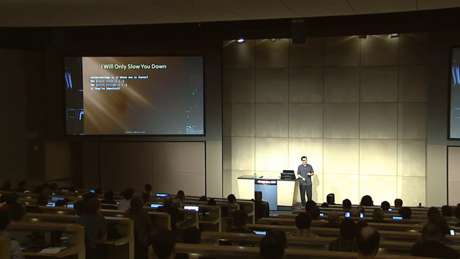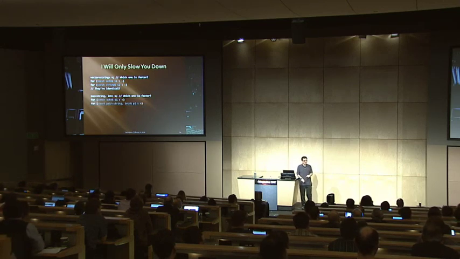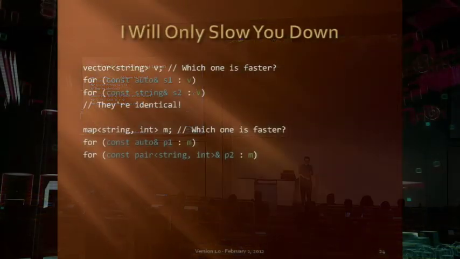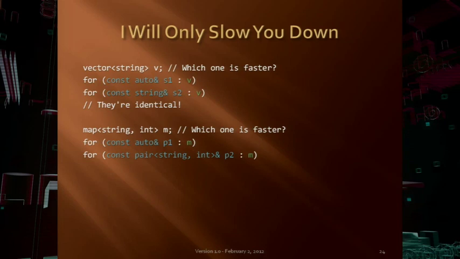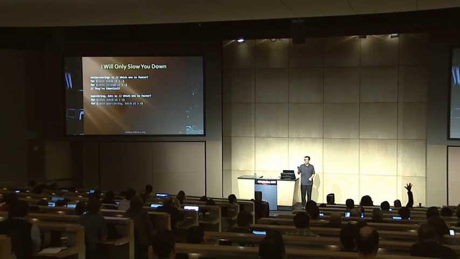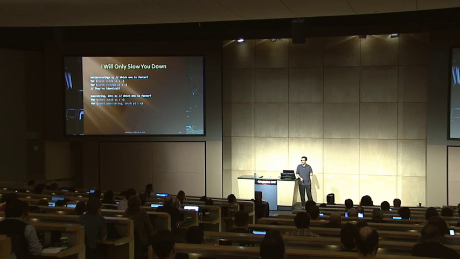Or you're not fired. Now, what if I switch this over to a map of string to int? I've got for const auto ref, or I can be very explicit and say for const pair of string, int ref p2, because a map's value type is a pair. Who thinks const auto ref is faster here? Who thinks const pair, being explicit, is faster? Who thinks they're identical again? I'm trying to get you. Actually, const auto ref is faster. I wanted people to vote for identical again.